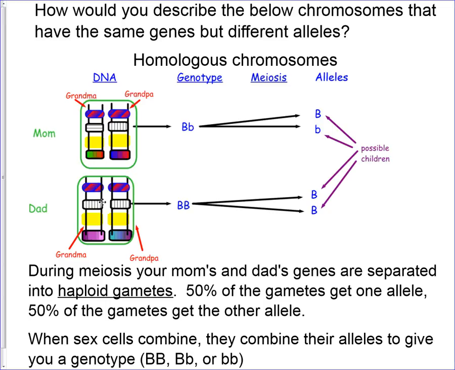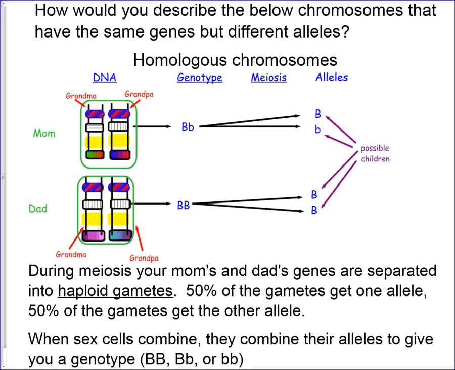For your father, he has 2 of the same alleles, so he's going to have 2 dominant alleles. We'll say B maybe is brown hair. So when your mother produces gametes through the process of meiosis, 50% of her gametes will have this big B, and the other 50% will have a recessive little b. For your father, all of the gametes that he produces will have big B, because that's all that he can give to those sperm that he creates.